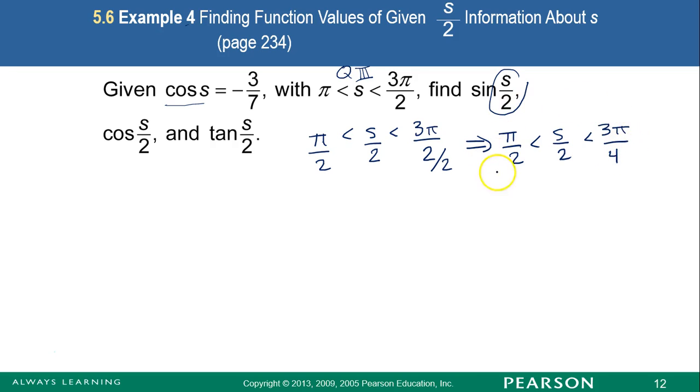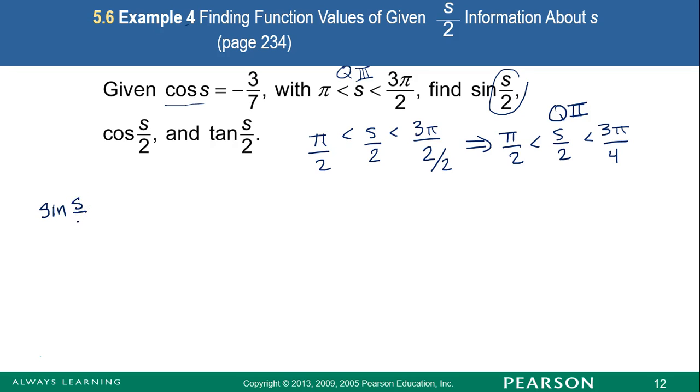Now, if you look on your unit circle, you will see that s over 2 is in quadrant 2 right there. This is 90 degrees, and this is some other degree. I can't remember at the moment. But that value is in quadrant 2. So s over 2 is in quadrant 2. That's some information you need if you're not given it from the beginning. And now let's use our half angle identities to find all of our trig half angles.